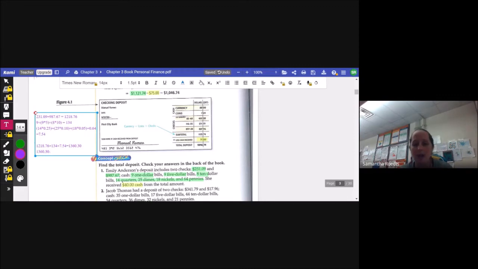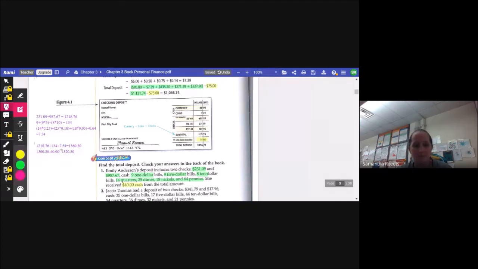So I need to subtract the $40 in cash. That's $1,320.30. Okay, it's $1,320.30.